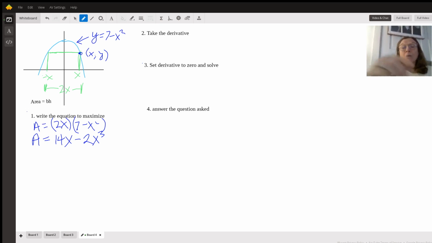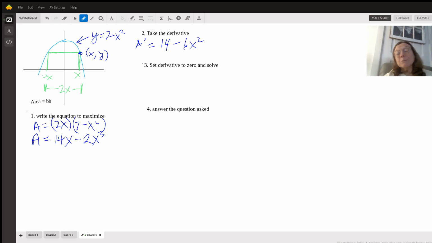Once you have that equation, you take the derivative. So A prime is equal to 14 minus, the power comes to the front and multiplies that 2, so we get 6, reduce the power by 1, so it's 6x squared. So A prime is 14 minus 6x squared. Pretty easy derivative there.